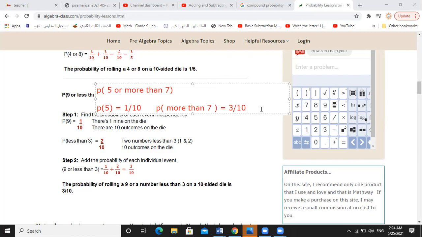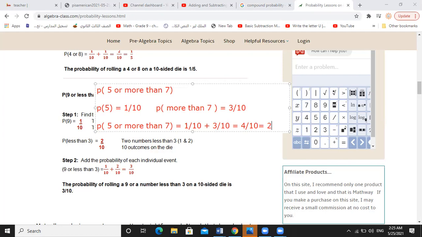We can find now the answer to the original question, which was the probability of 5 or more than 7. And we said the word or means that we are going to add. Yes, so we have 1 out of 10 plus 3 over 10. So the answer will be equal to 4 over 10, and in simplest form, divided by 2, equals 2 over 5. Thank you so much. Okay, Ruqayya.